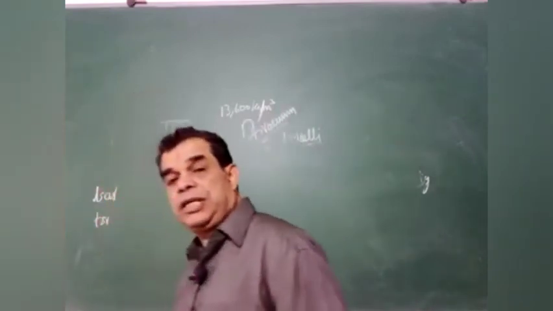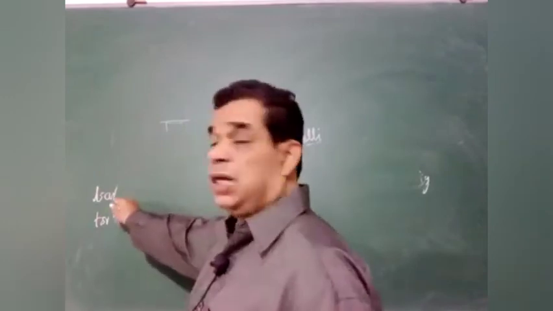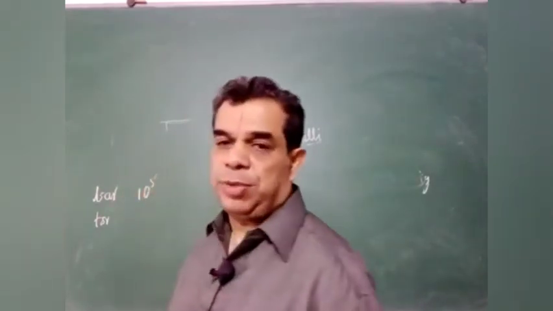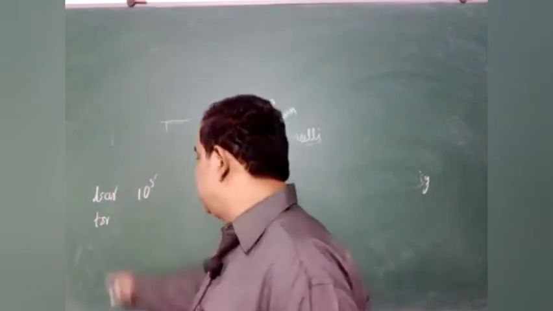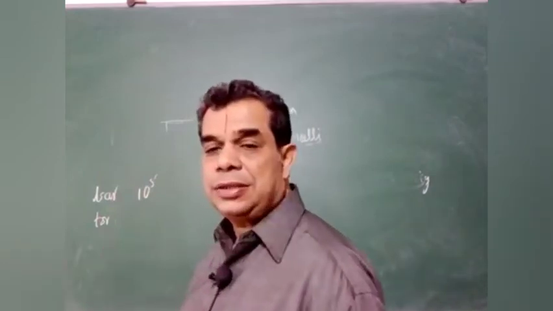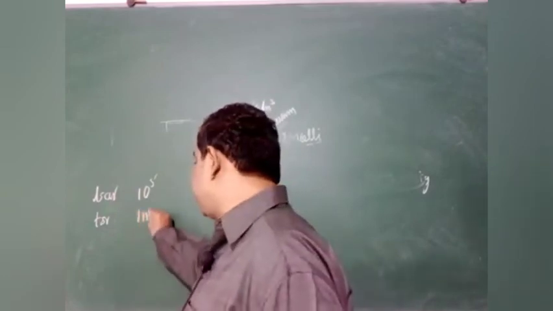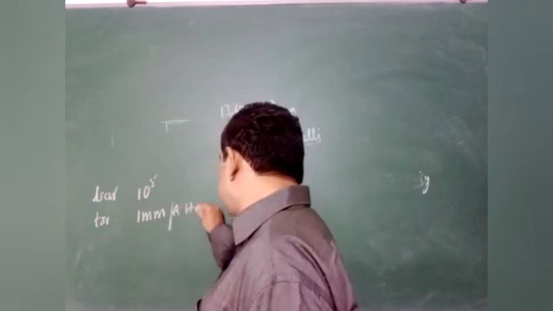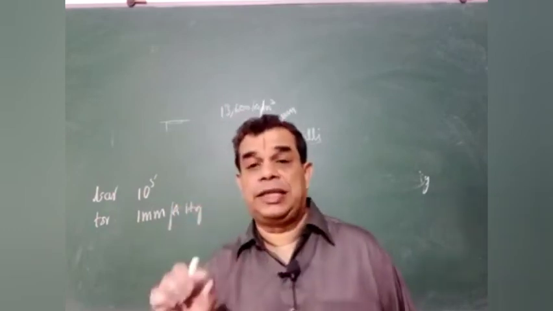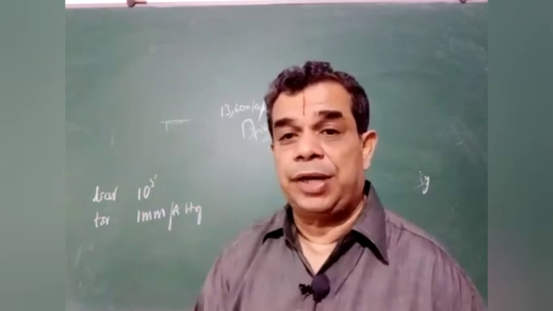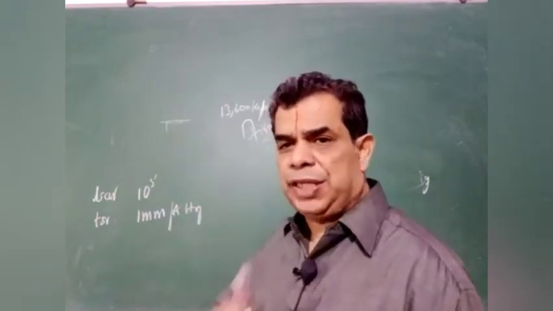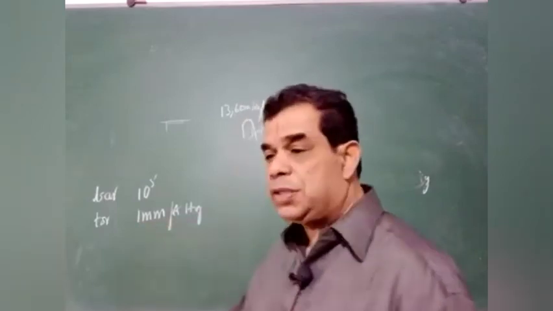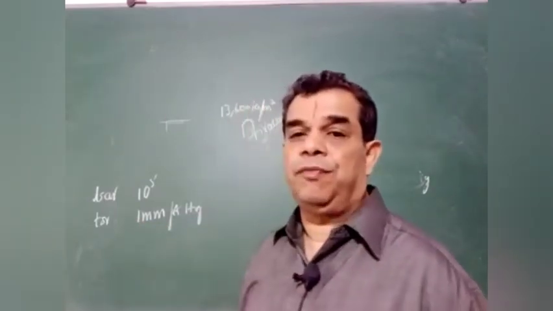What is bar and what is tar? We want to learn. Bar is a higher pressure unit. It's 10 raised to 5 Pascal, approximately 1 atmosphere. Tar is 1 millimeter of mercury. That means it is the pressure exerted at the depth of 1 millimeter inside the mercury. 1 millimeter, very, very small pressure. That's why it is called as 1 tar. 1 tar means 1 millimeter of mercury column pressure.